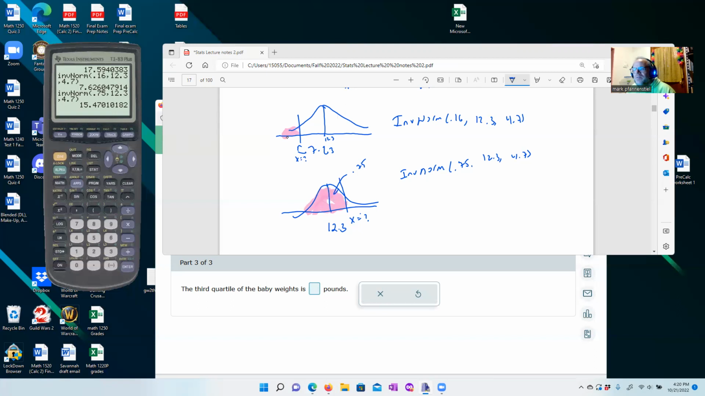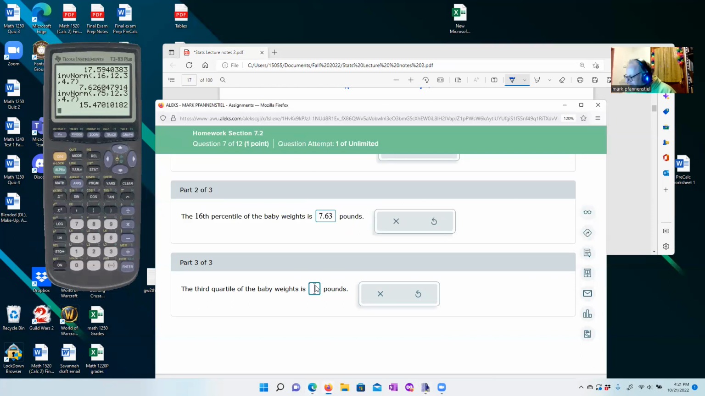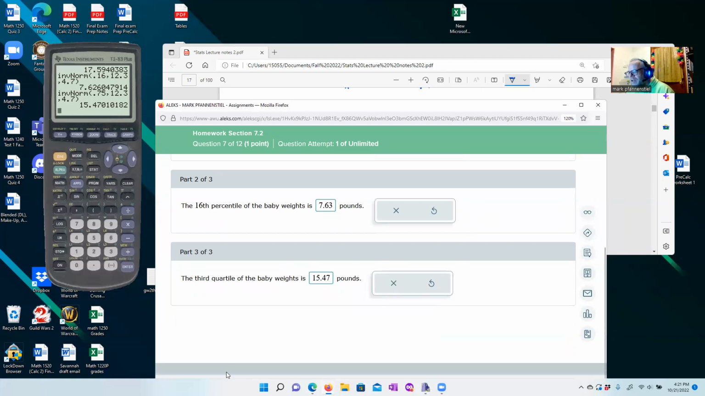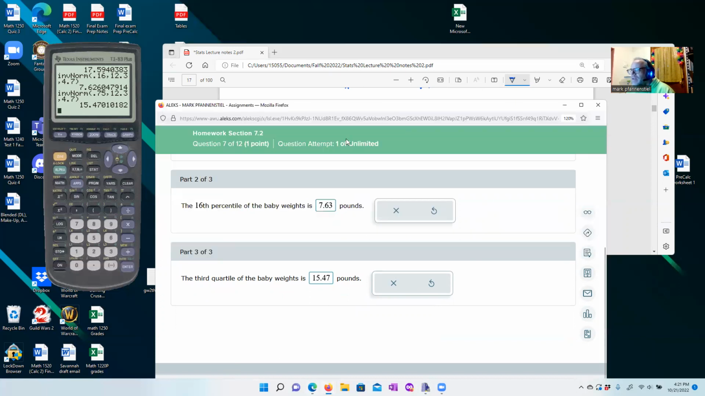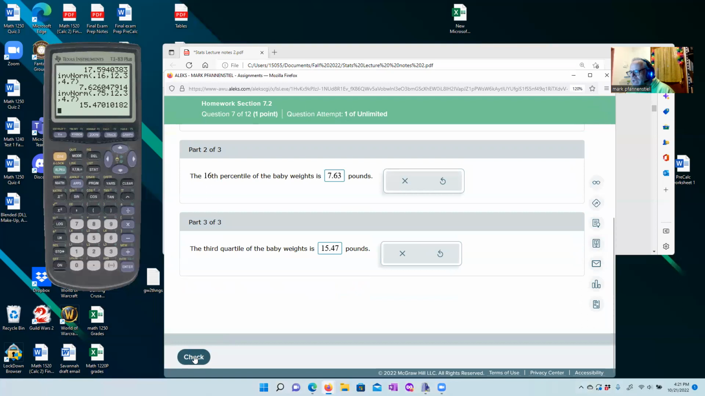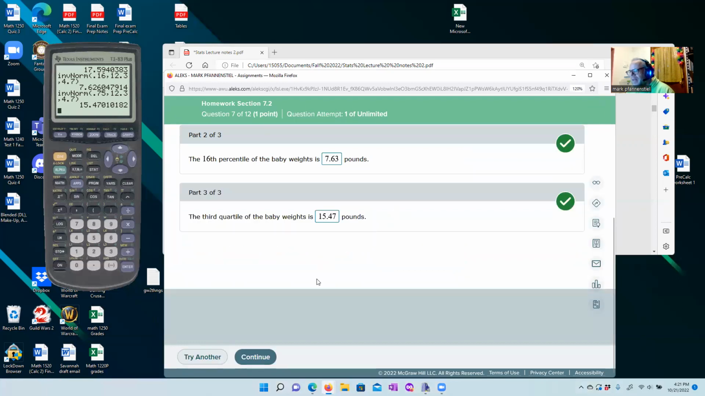So our X was 15.47. That is what the 75th percentile is. That's above average, so that kind of tracks, and it's above average by about a standard deviation. So I'm okay with that. We're going to say 15.47, and again, 2 decimal places. I'm not going to argue with you. Oops, I don't want that anymore. I want this. We're going to check, pray, and then we'll continue.